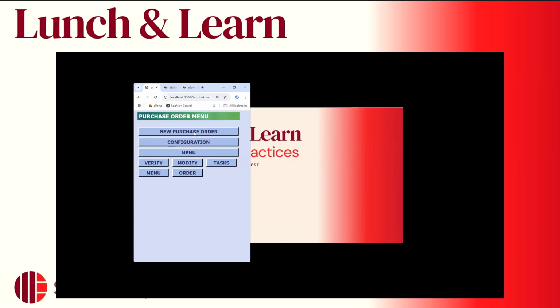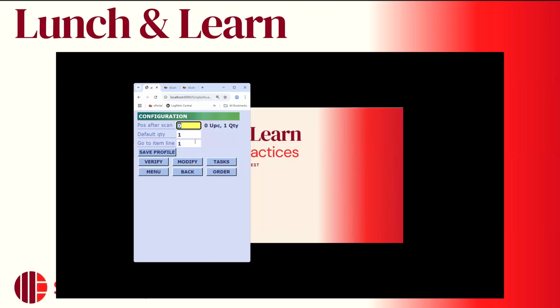Some best practices right here from the start. If you are using the handheld, there are some additional configuration options that you can set from here. So I'll click on configuration just so you can see them. This is very much what works best for you. You can configure where you want the cursor to go after you scan an item. Do you want it to stay on the UPC or go right to the quantity field? 0 is UPC and 1 is quantity. That's a choice you, or the person using it, can easily configure.